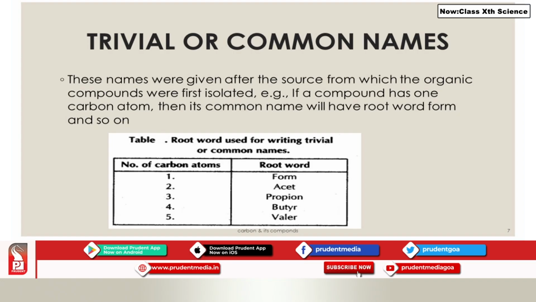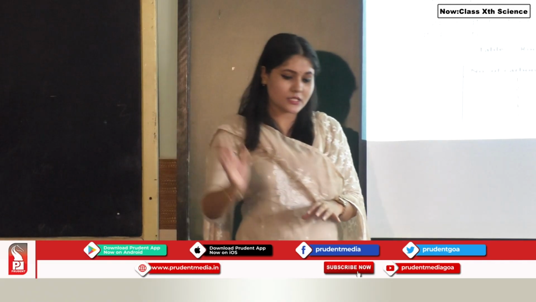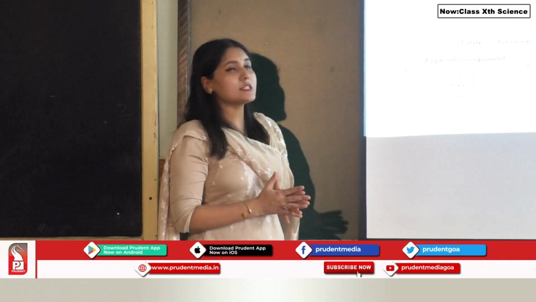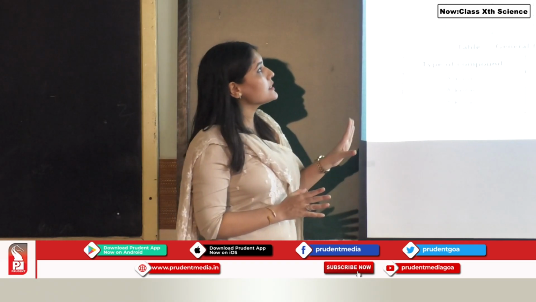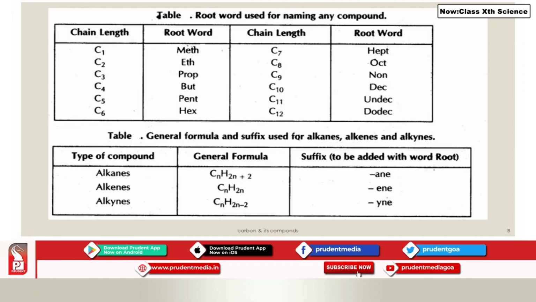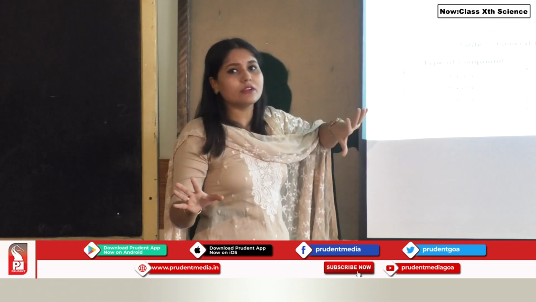For example, if a compound has one carbon atom, then its common name will have a root word, and so on. So you can see in the table over here, if the number of carbon atoms is 1, then the root word is the word from which the compound was first derived. If the number of carbon atoms is 2, then the root word is acid, for 3 propion, butyr, valor and so on. So this is the trivial system of nomenclature, but now it is being modified. Over here you have to first learn this and understand this clearly in order to write the names of any given compound.